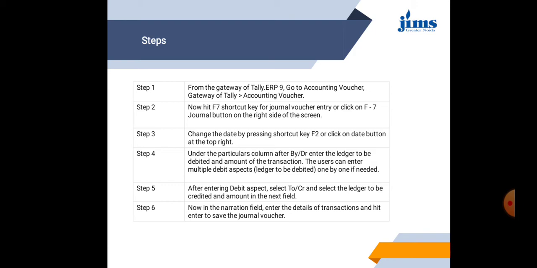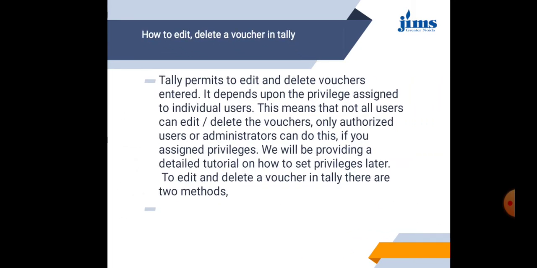Now the last step is the narration field. Enter the details of the transaction and hit Enter to save the journal voucher. As you hit the Enter button, an accept dialog comes and you have to accept it. So these are the steps for how you post or pass the journal entries.